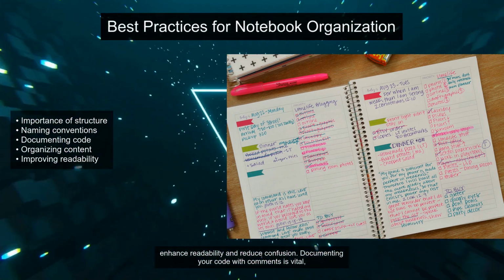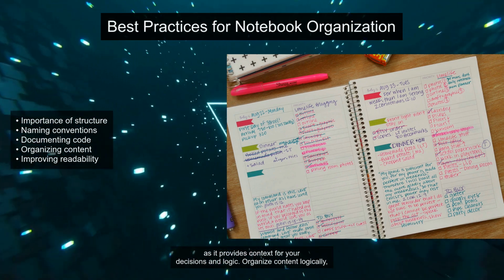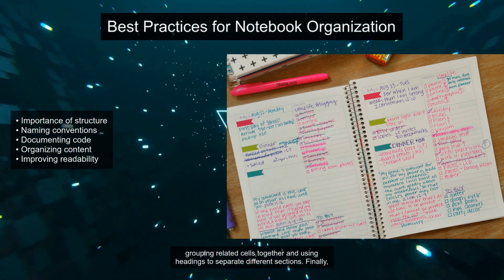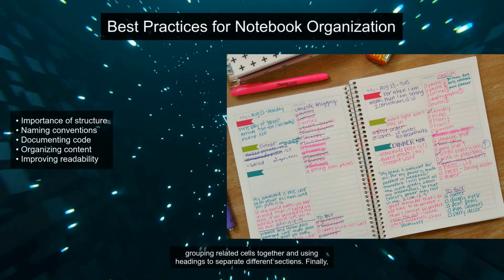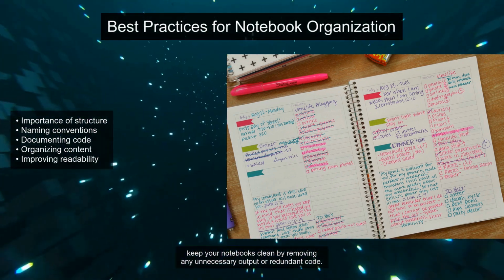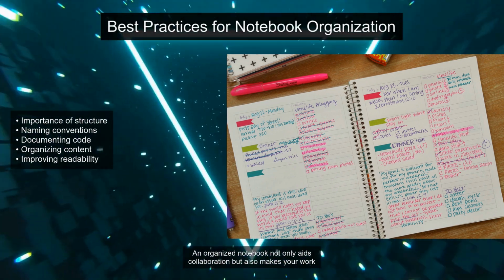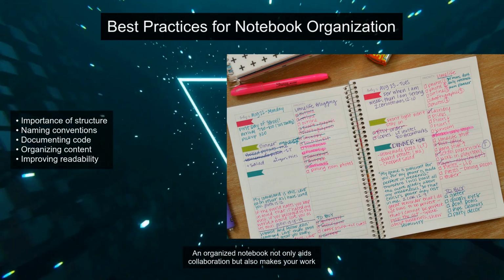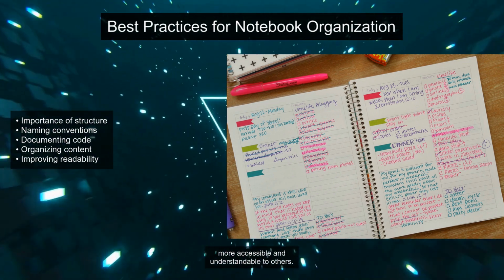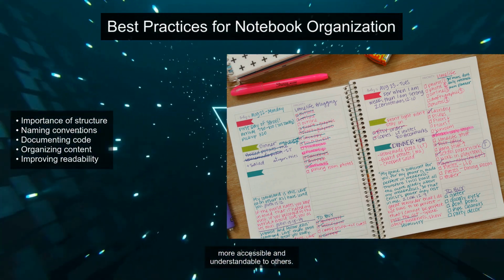Documenting your code with comments is vital, as it provides context for your decisions and logic. Organize content logically, grouping related cells together and using headings to separate different sections. Finally, keep your notebooks clean by removing any unnecessary output or redundant code. An organized notebook not only aids collaboration but also makes your work more accessible and understandable to others.